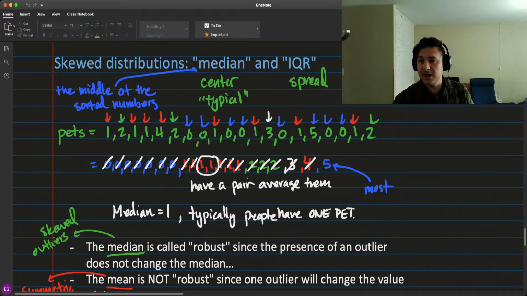You can see right here, I started off with the number of pets.